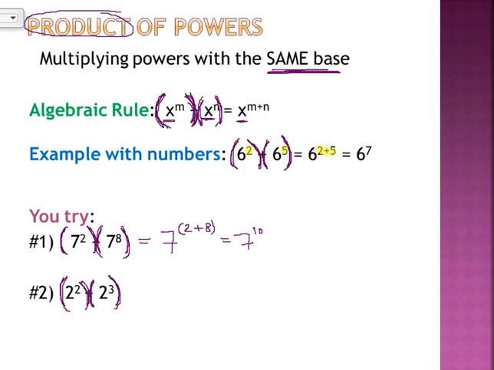So if we have 2 squared times 2 to the 3rd, our base stays 2, and then we add our exponents together, which would give us 2 to the 5th. Good. So that's when we multiply, not add, multiply powers with the same base. All right, moving on.